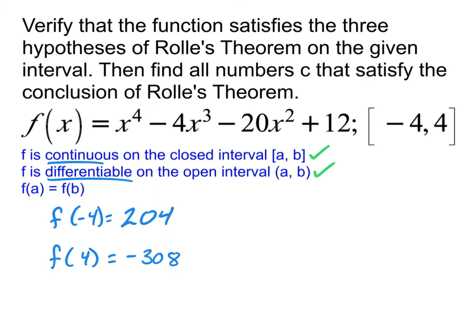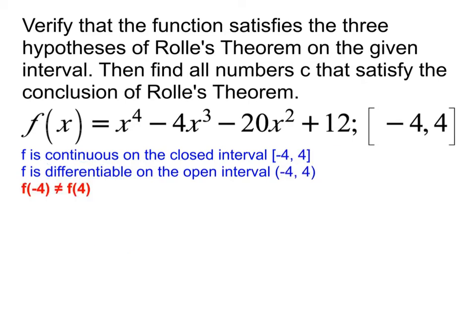When I do so, I end up getting that f of -4 is 204, and f of 4 is -308, which means they're not the same. Now, all I needed was for these two numbers to be the same for this to be the case. They don't both have to be 0 or anything, but they do have to be the same as each other. And in this case, since they are not, this one actually does not meet the requirements of Rolle's theorem.